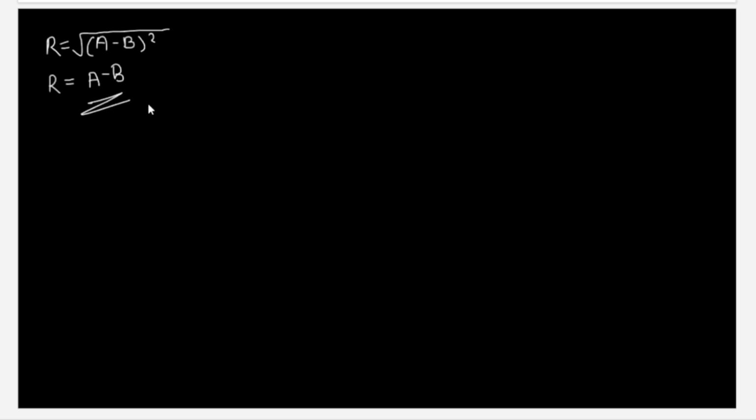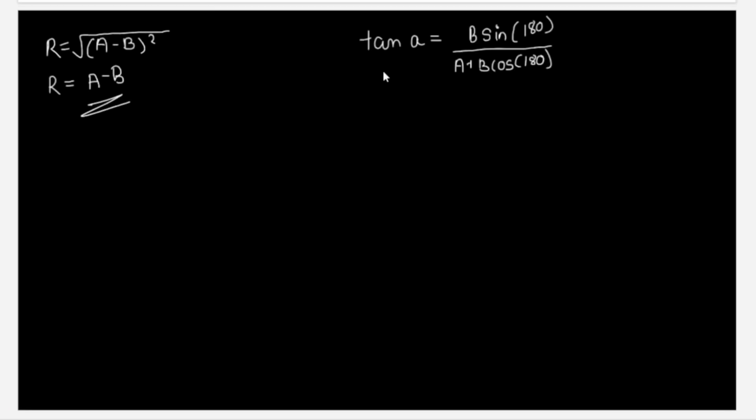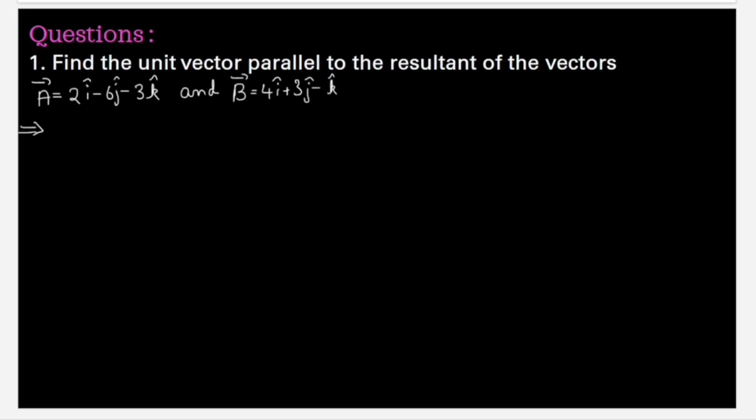This is the resultant. Now we calculate the direction using equation 2. We get tan A is equal to b sin 180 by a plus b cos 180. Since sin 180 is 0 and cos 180 is minus 1, we get tan A is equal to b into 0 by a minus b, which gives us 0. This is the direction. Let's move on to the last topic of the chapter, the questions.